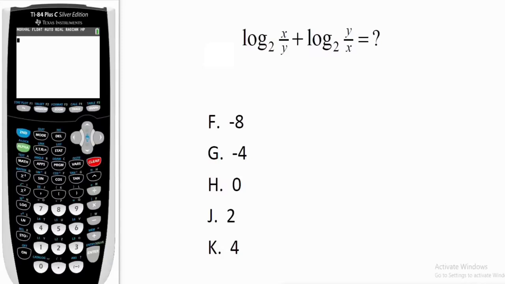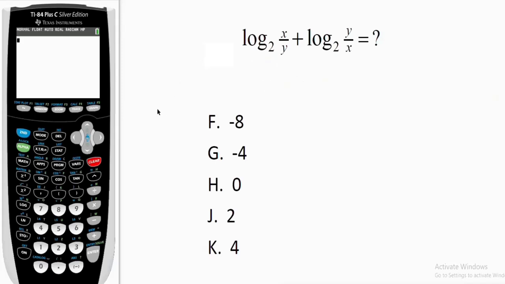In this video, we're going to learn how to solve this ACT math question easily and fast using a TI-84 Plus scientific calculator. The question says we have log base 2 of x over y plus log base 2 of y over x. We have to simplify this logarithmic expression.